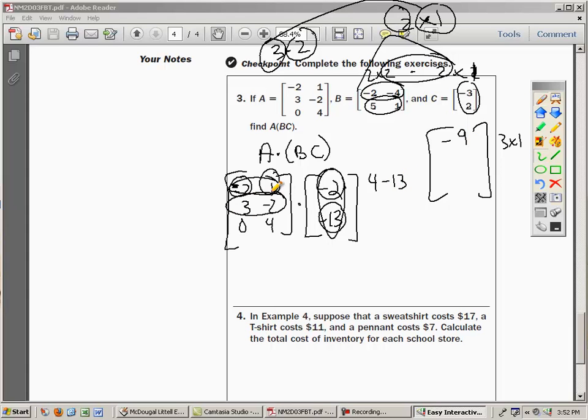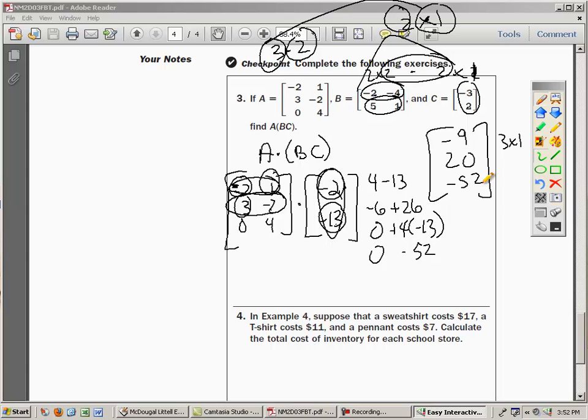3 times negative 2 is negative 6. Negative 2 times negative 13 is positive 26, and so this becomes positive 20. And finally, 0 times negative 2 is 0, and then 4 times negative 13 is negative 52, and since that's 0, this is negative 52. And so that would be the result of that product.